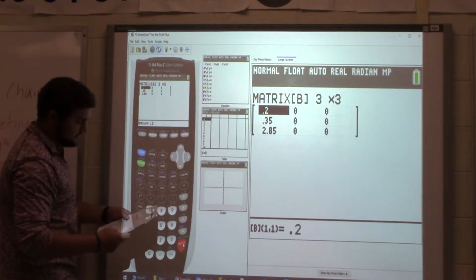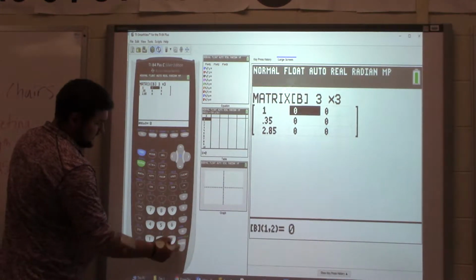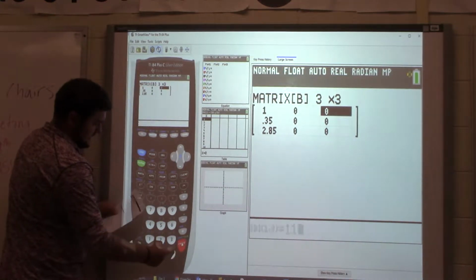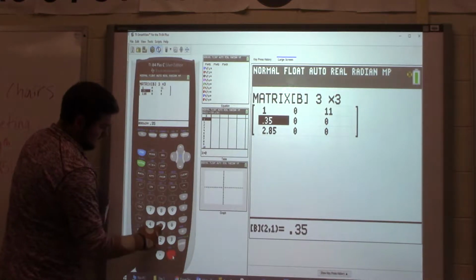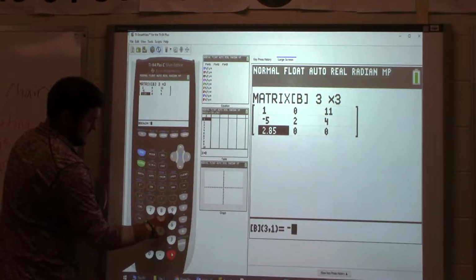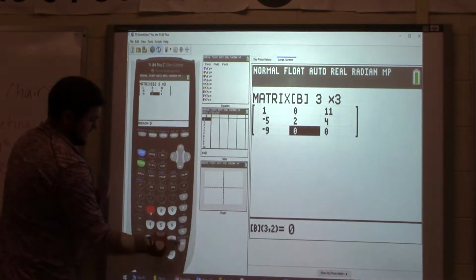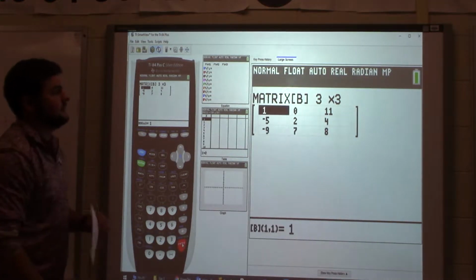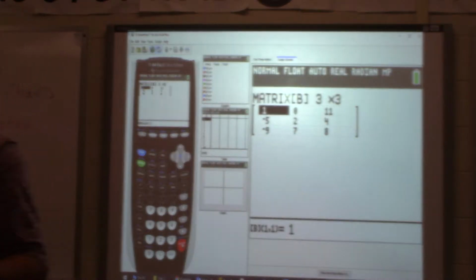I'm going to plug my values in. 1, enter, 0, enter, 11, enter, negative 5, enter, 2, enter, 4, enter, negative 9, enter, 7, 8. Alright, do we all have those in?